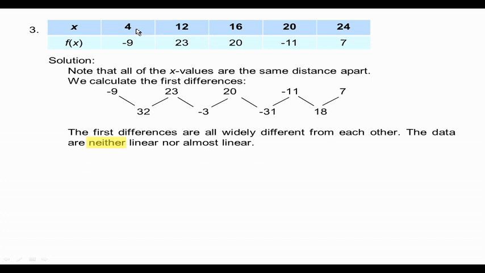Even though they weren't all the same distance apart in the x's, we can still make a conclusion, because if I just throw out the one that's not the same distance apart, even these values are nowhere close to being equal to each other. So the data are not linear at all, and they're not approximately linear at all. If we were to plot these points, they would just be all over the place on the xy plane. So again, if we throw that one out, we still have these incredibly bad values. So neither linear nor almost linear.